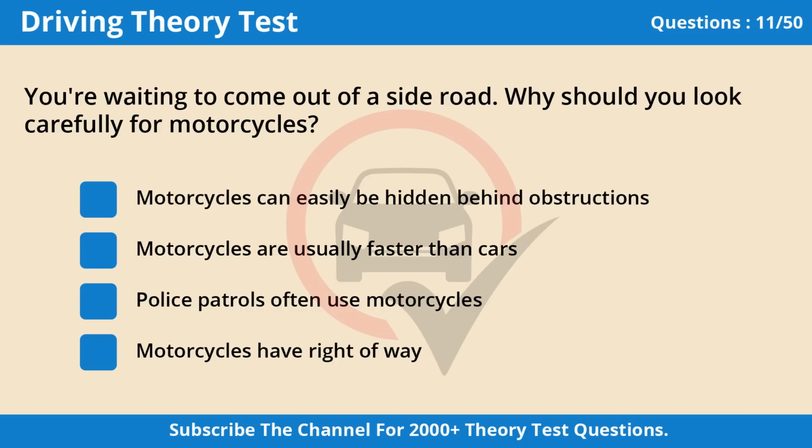Question 11. You're waiting to come out of a side road. Why should you look carefully for motorcycles? A. Motorcycles can easily be hidden behind obstructions. B. Motorcycles are usually faster than cars. C. Police patrols often use motorcycles. D. Motorcycles have right-of-way.